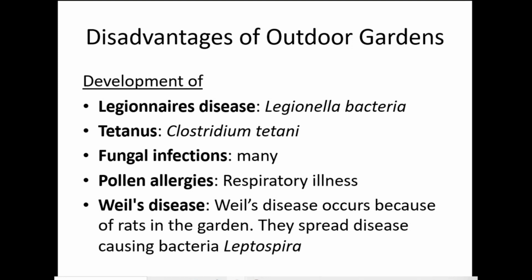Another one is Weil's disease. Weil's disease occurs because of rats in the garden, because rats transmit the bacteria Leptospira. This disease spreads through the urine of infected animals, especially rat urine. It will directly affect the function of our kidneys and liver. So we have to take care of these things. While gardening, that's why frequent checkups with the doctors are also good.